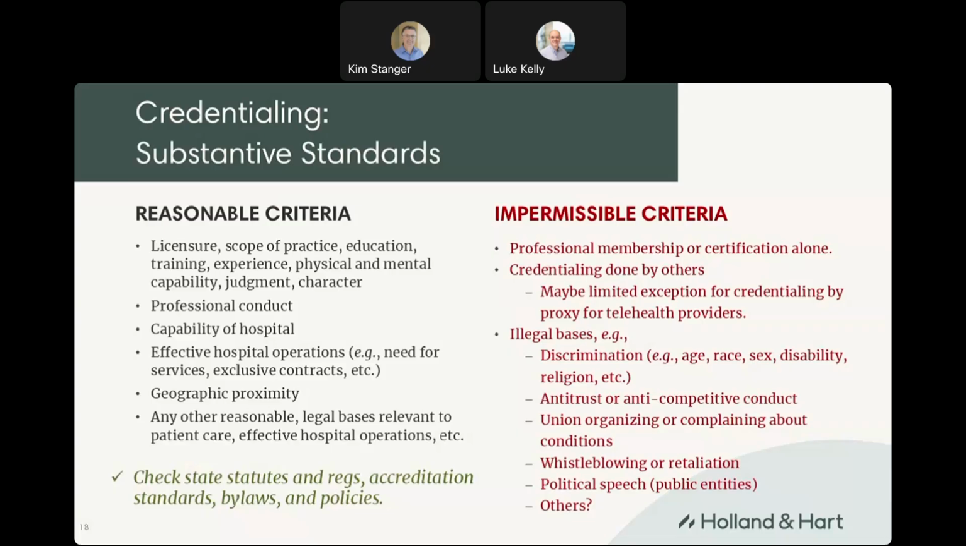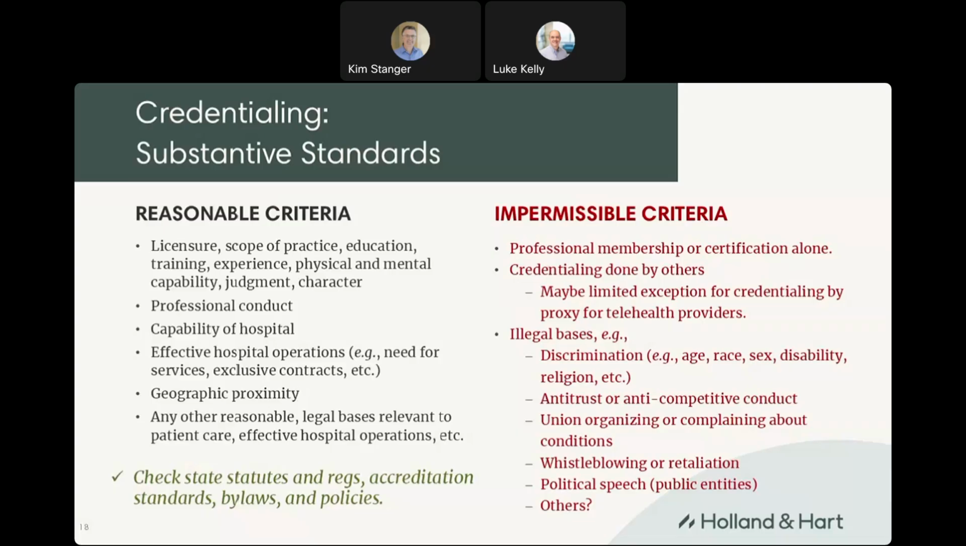Well, what would be impermissible criteria? Under federal regulations, simply because the person is a member of a national organization or has board certification does not by itself allow you to credential them. The CoPs, for example, say that you can't credential them simply by their membership. Generally, you can't rely on credentialing done by others, with a limited exception for proxy. You can rely on credentialing by proxy for certain telehealth providers. We'll talk about that a little bit later.